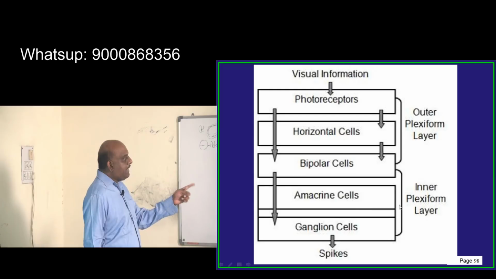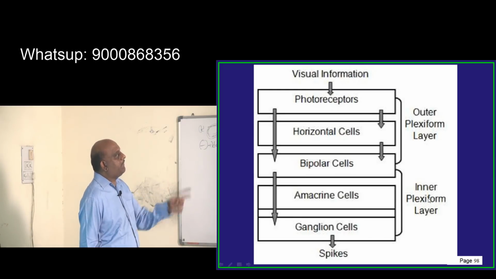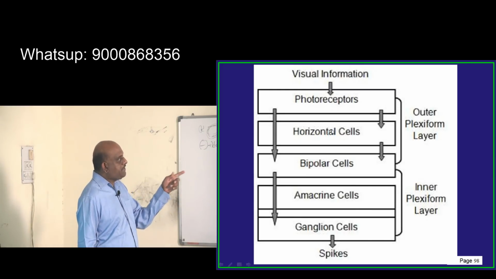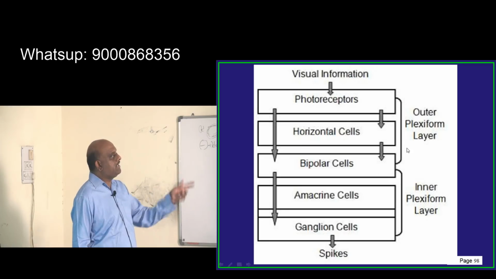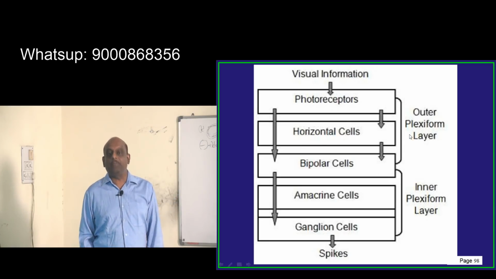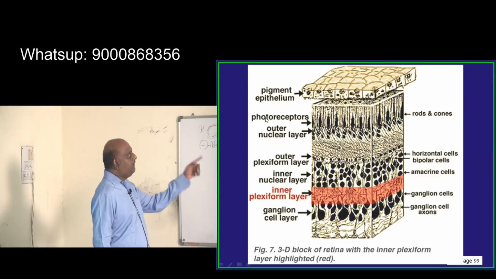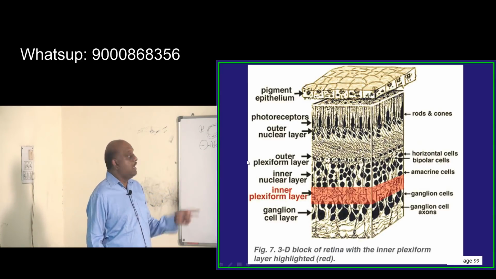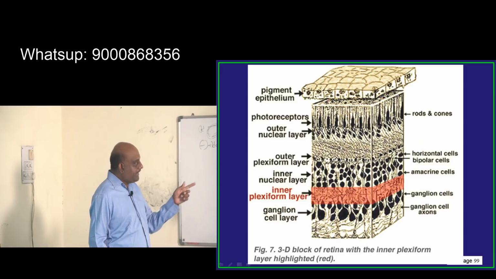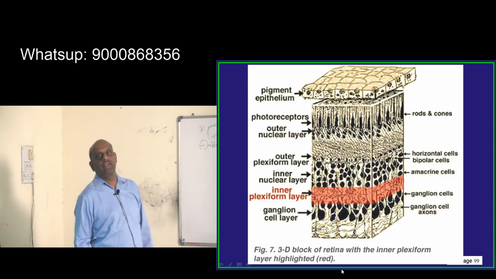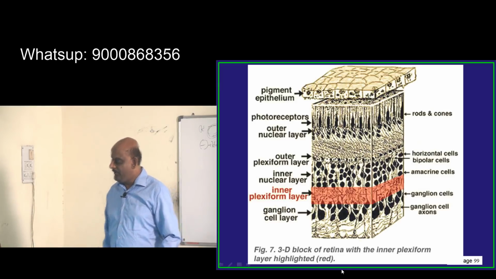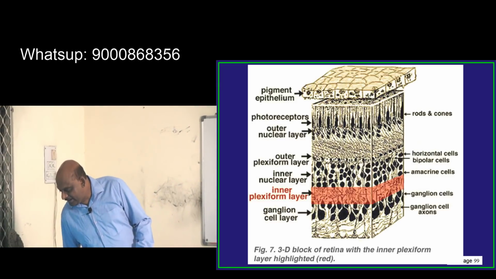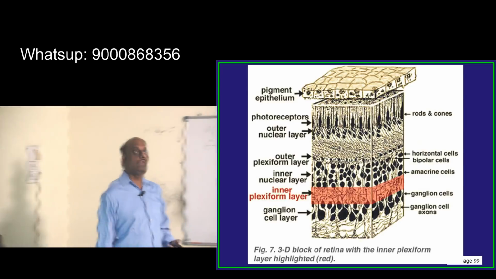So the bipolar, amacrine, ganglion cells constitute the inner plexiform layer, whereas the photoreceptors, horizontal and bipolar cells constitute the outer plexiform layer. So you have a pigment epithelium, the photoreceptors, the outer nuclear layer, outer plexiform, inner nuclear, inner plexiform, ganglion cell layer. So that is how the various layers of the retina are arranged, one of the favorite questions on the layers of the retina.